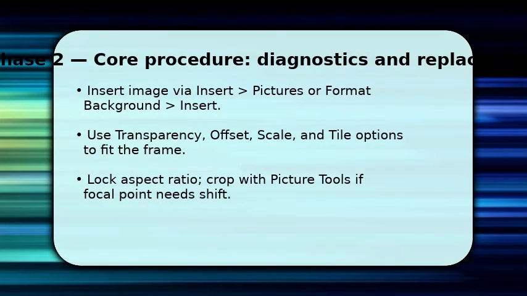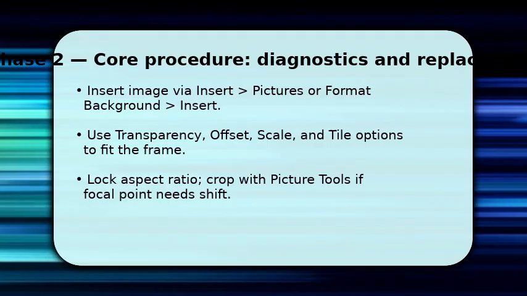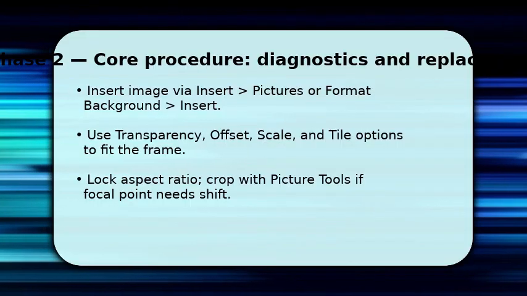Once the image is in, you'll refine position and scale so content remains readable. Use Format Background controls. Adjust scale, offset X/Y, and transparency to balance contrast with text. If the picture needs a specific focal point, open Picture Tools and use Crop to shift focus, then lock Aspect Ratio to avoid distortion. If tiling appears, disable tile or set appropriate tile size.